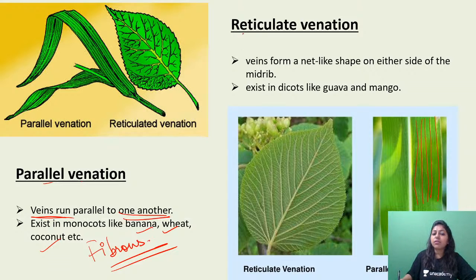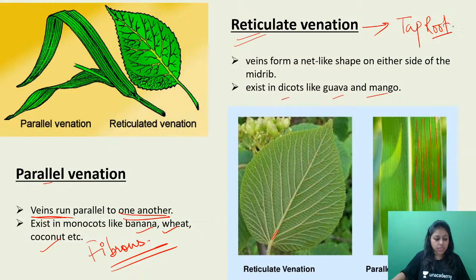Then we have reticulate venation. When we have reticulate venation, that means we have veins in a network-like structure on either side of the midrib. This is the midrib, and on either side of the midrib, then we call it reticulate venation, and it exists in dicots like guava, mango. And you know that we have this reticulate venation in the plants which have taproots. Okay, they have a taproot system. Right, banana, very right. So have you seen the banana plant, Lisa? Have you seen the parallel and reticulate venation?